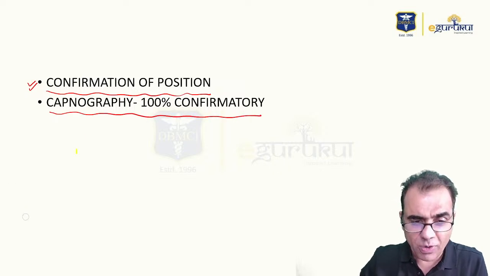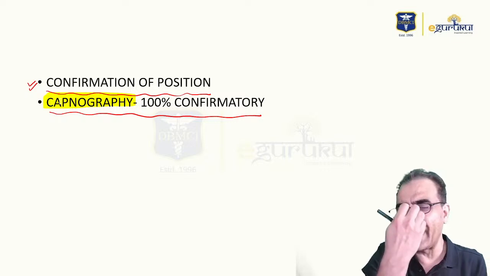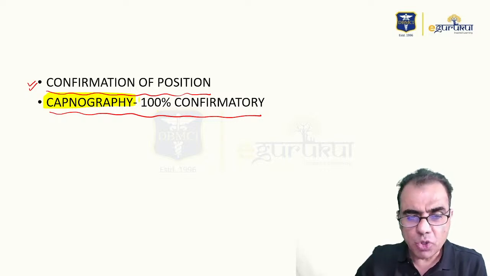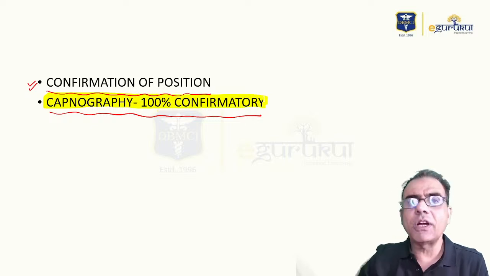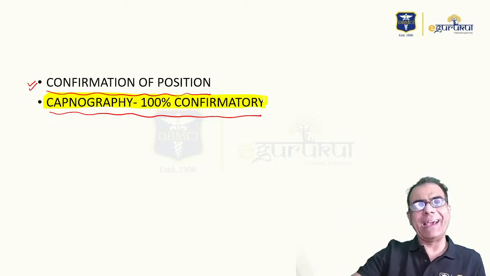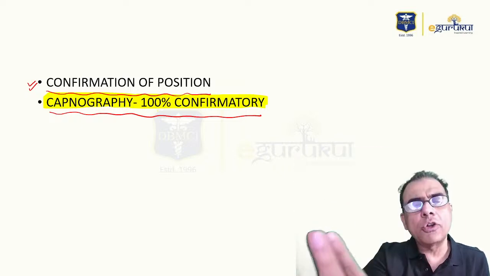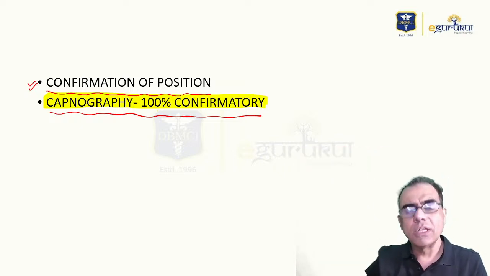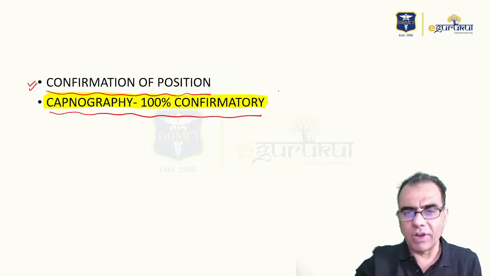And what is capnography? Capnography is the measurement of expired carbon dioxide, tidal or expired carbon dioxide. So capnography is 100% confirmatory. It means only if the tube is in the trachea will CO2 come out of the endotracheal tube, which you can measure. So it is 100% confirmatory that the tube is in the trachea.